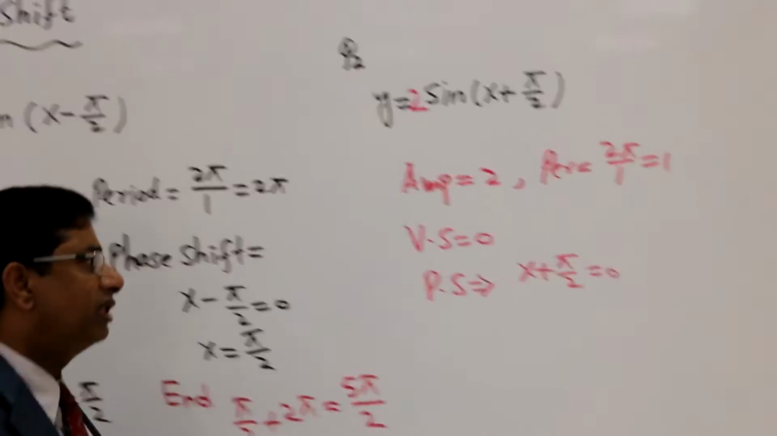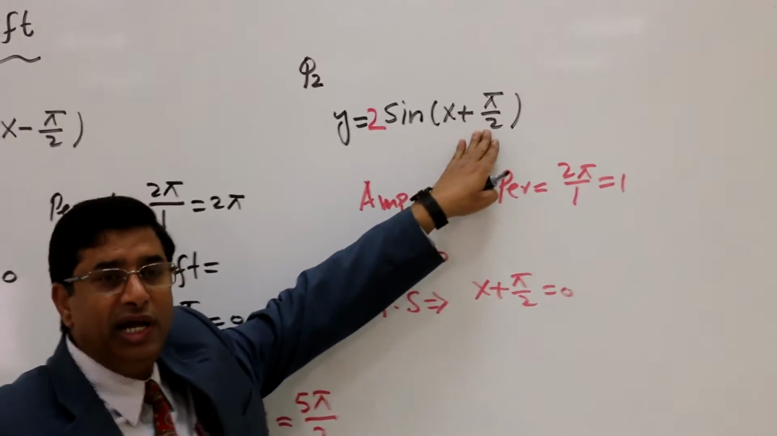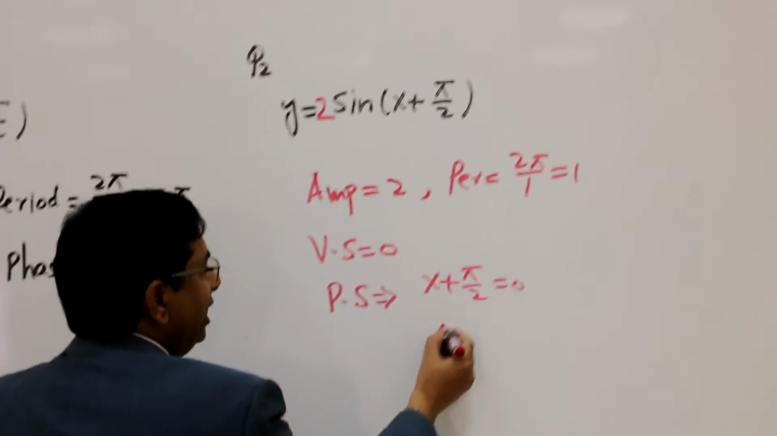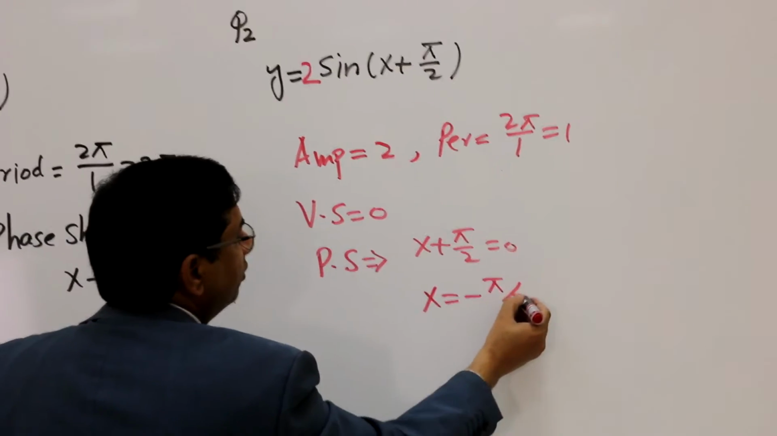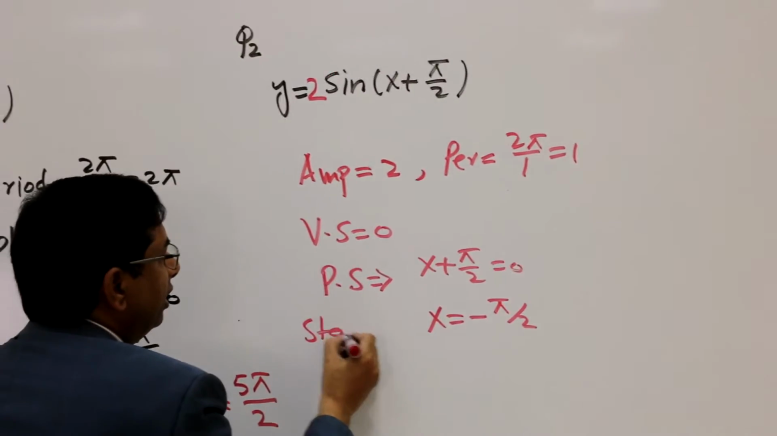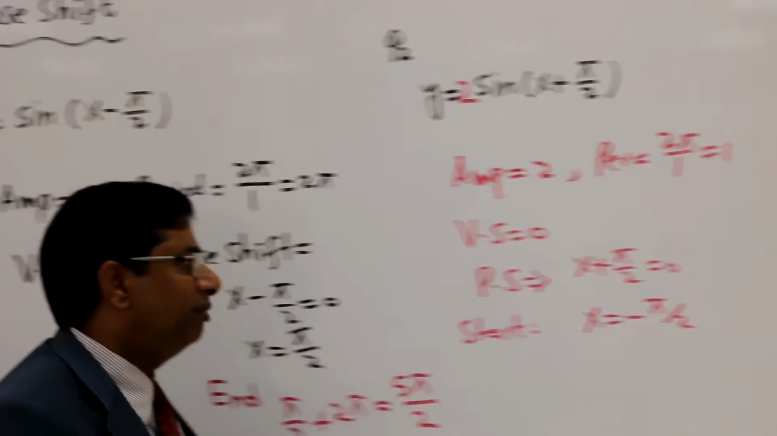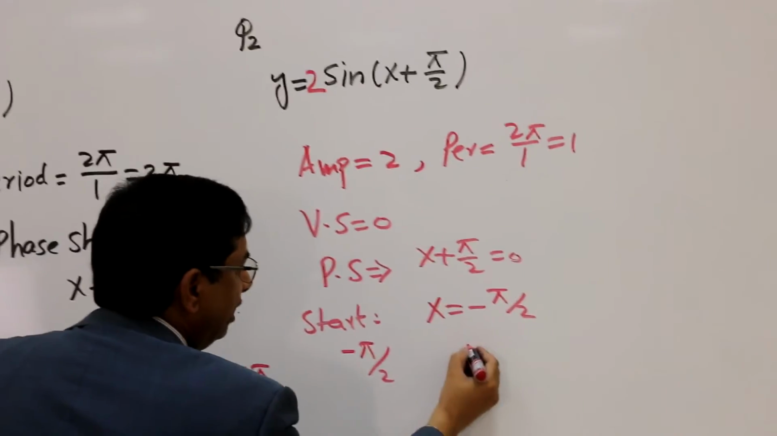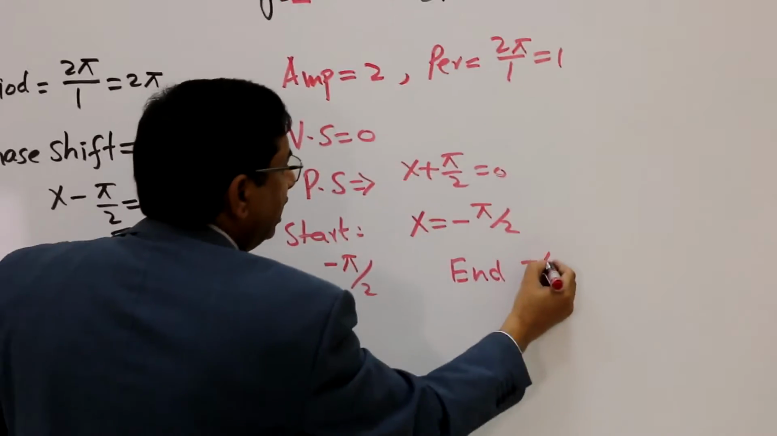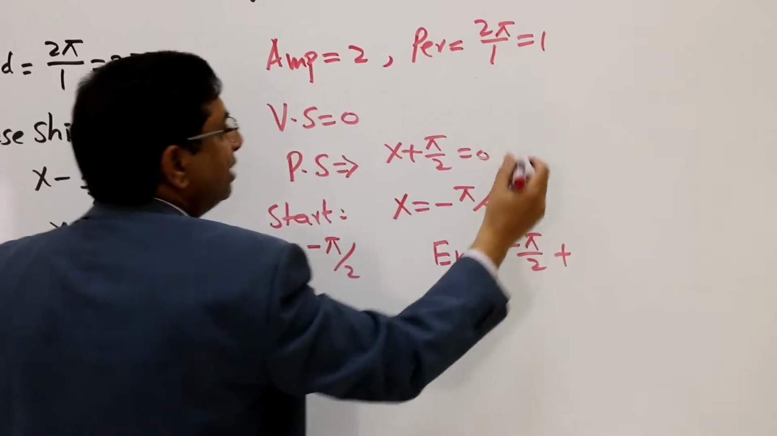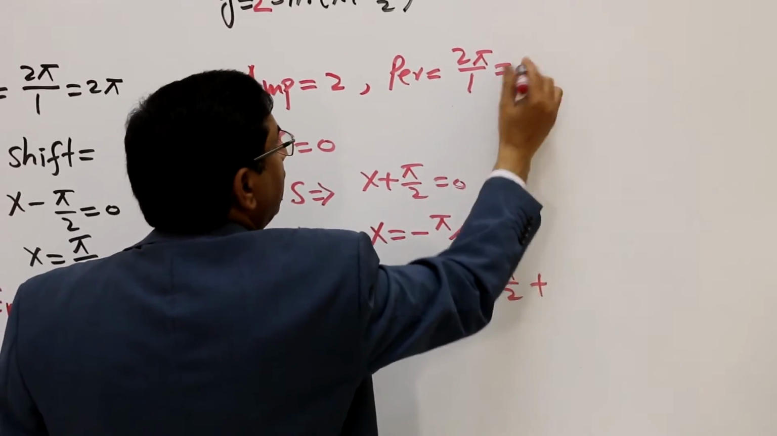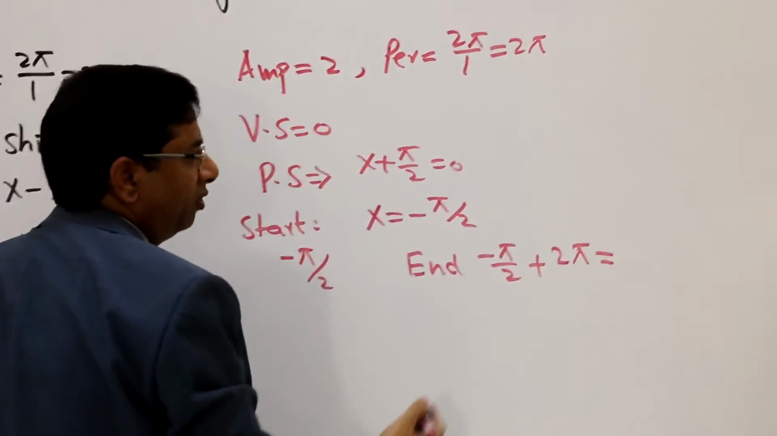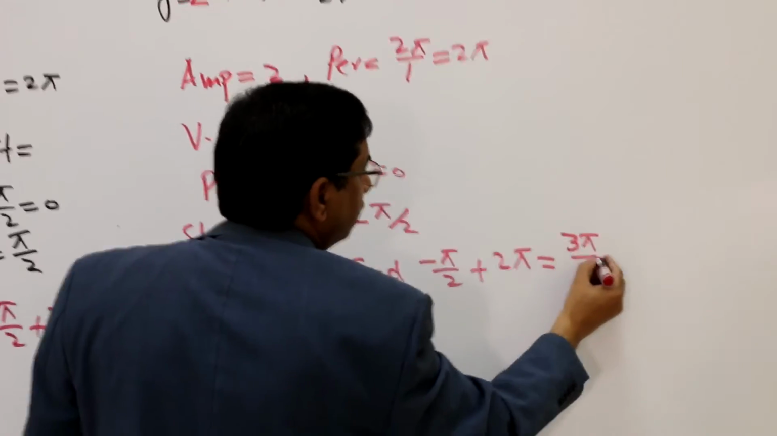So for phase shift, always write down this thing equal to 0 and then find out the value of x. This gives you the starting point. So x equals negative pi over 2. And this is your start. Your graph starts at x equal to negative pi over 2. And then it will end at negative pi over 2 plus this period, which is 2 pi. So we simplify this and it is 3 pi over 2.